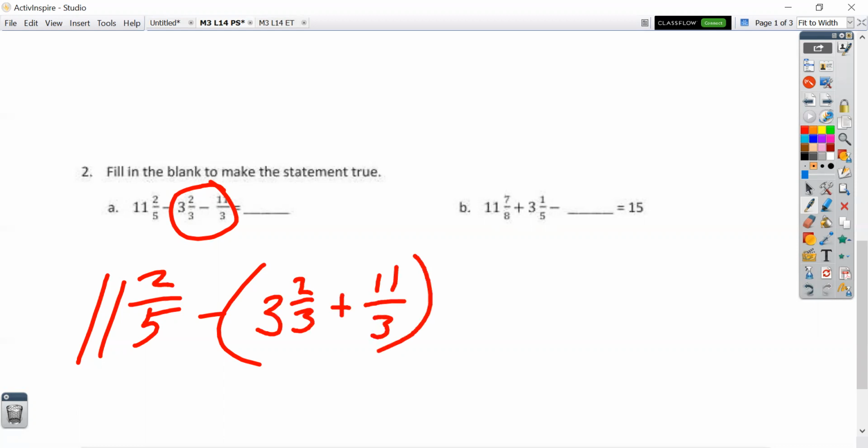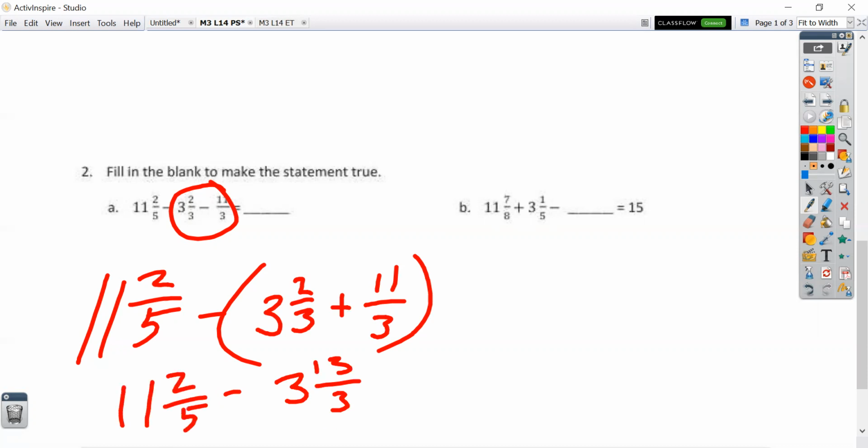Oops, I said we were going to add those. So without renaming them right yet, I'm just going to add them together as is. So 3 2/3 plus 11/3 is going to be 3 13/3. And we're going to subtract that from that 11 2/5.